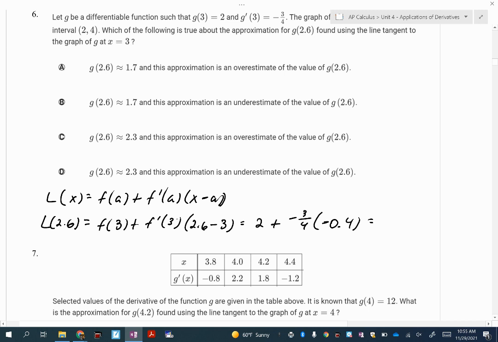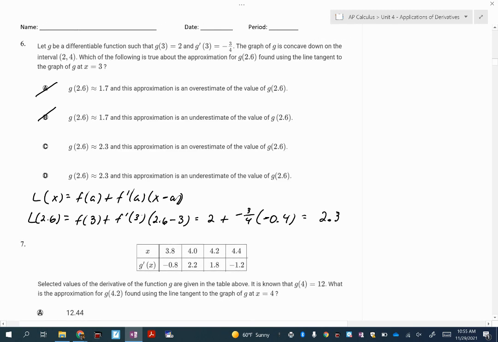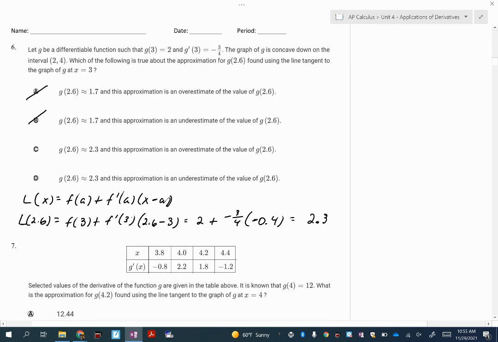So we have 0.4 times 0.75. They're both negative, so it becomes a positive, plus 2, which is 2.3. All right, so I know that my approximation is 2.3. Now let me show you how I get the answer here.